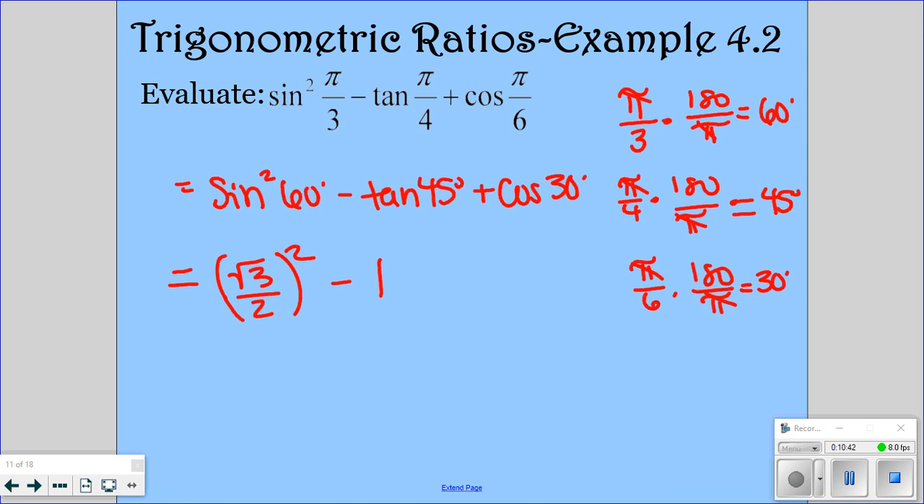Hopefully you're remembering that it's a 1. And then cosine of 30, hopefully you come up with square root of 3 over 2.